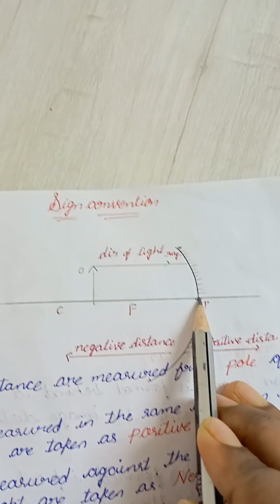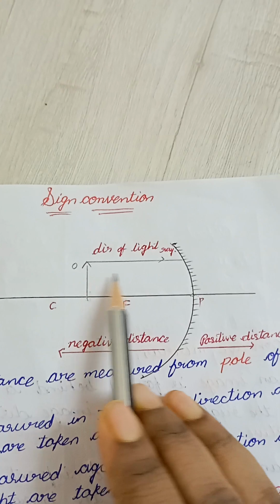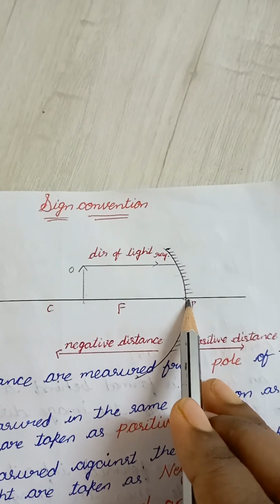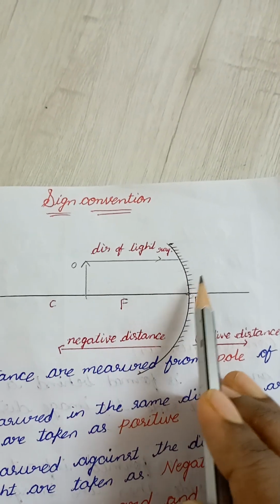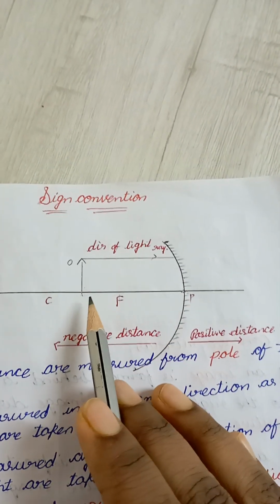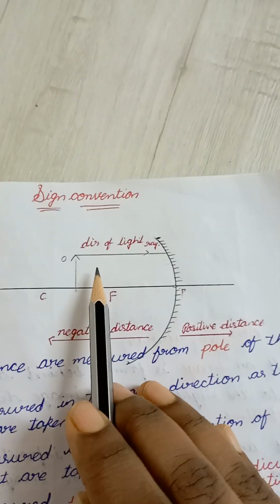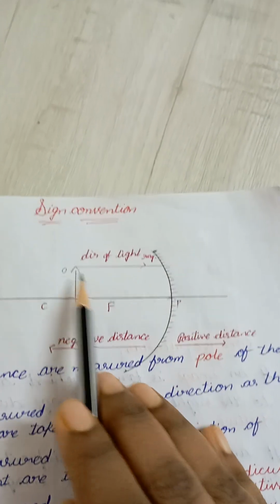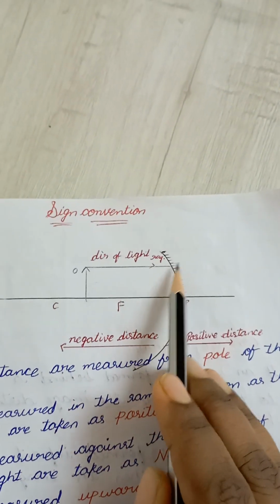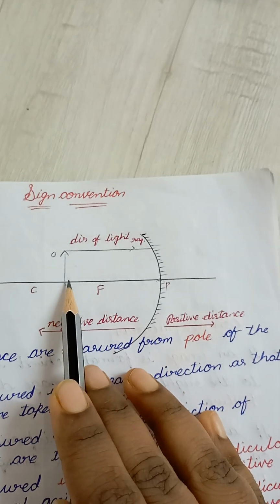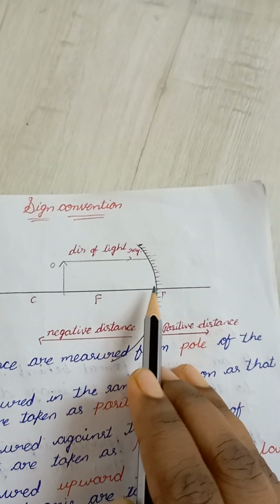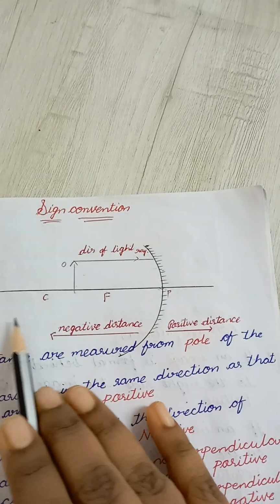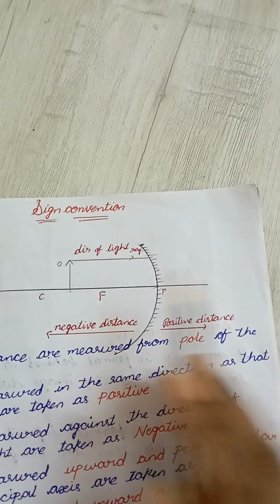All the distances measured in the same direction as the incident rays are taken as positive values, and all the values taken opposite to the incident rays are taken as negative. In the direction of incident rays we need to take it as positive. So if we are sending light rays like this, and we measure the distance like this, that we need to take as positive. If we measure like this in the opposite direction, that will be taken as negative.